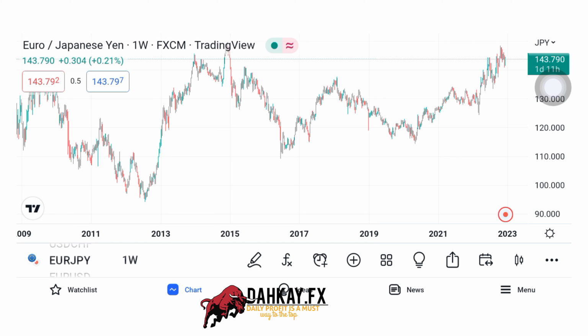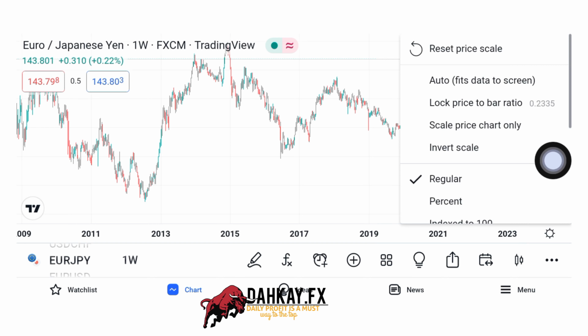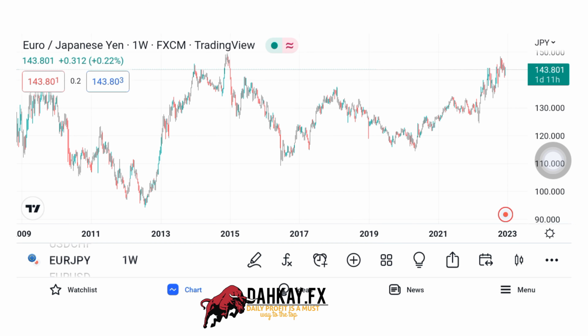At first, I always encourage people to go to higher time frames. You can see now I'm in the weekly time frame. If you can see this kind of sun here, just click on it and make auto fit data to screen. That will help you to show all your charts, so you will see every move the market made.